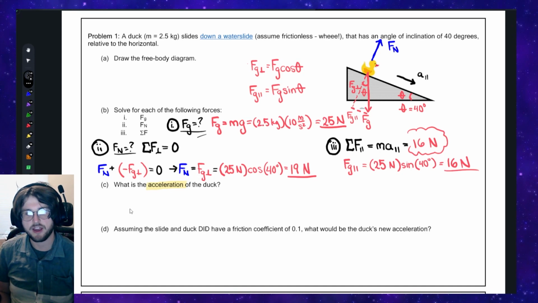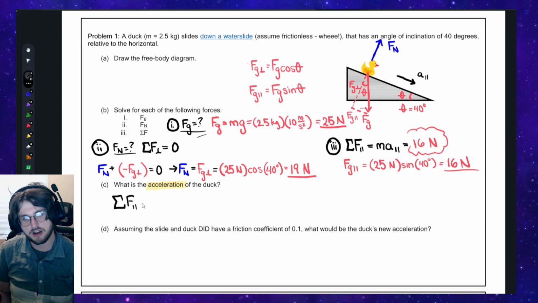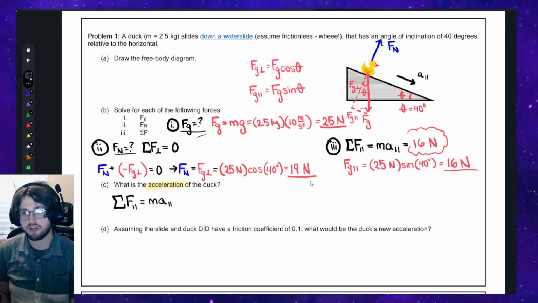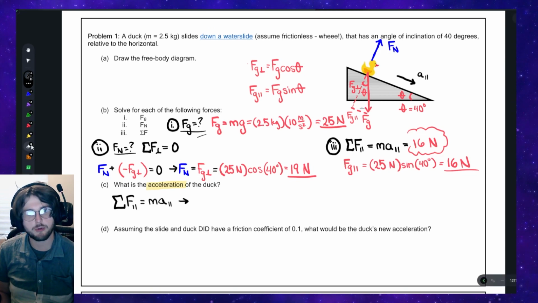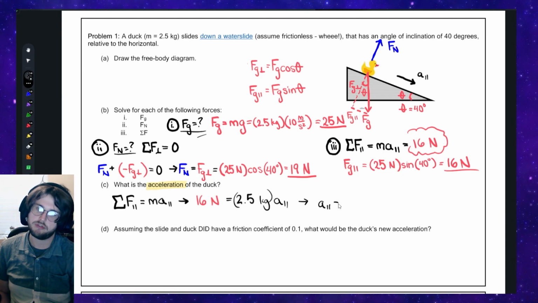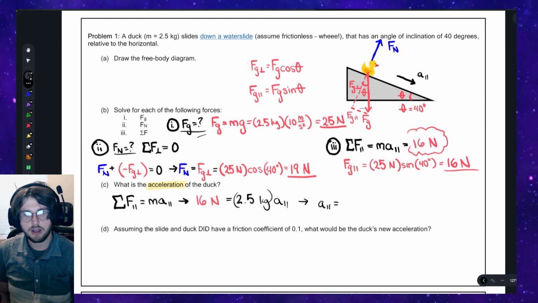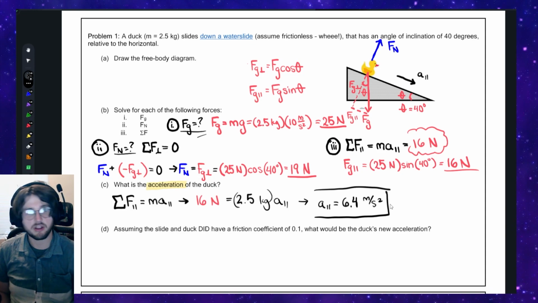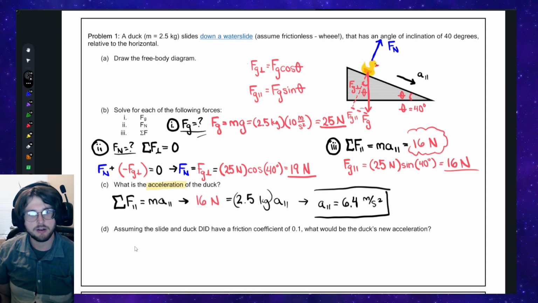So next, we need to find the acceleration of the duck. So again, we're going to start with Newton's second law in the parallel direction here. And we have the mass, we have the net force now, it was 16 newtons. So let's just make some quick substitutions. The net force in the parallel direction we found to be 16 newtons. And that's going to equal 2.5 kilograms times the acceleration in the parallel direction. So then the acceleration of the duck without any friction is going to equal about 6.4 meters per second squared. That duck is zooming.